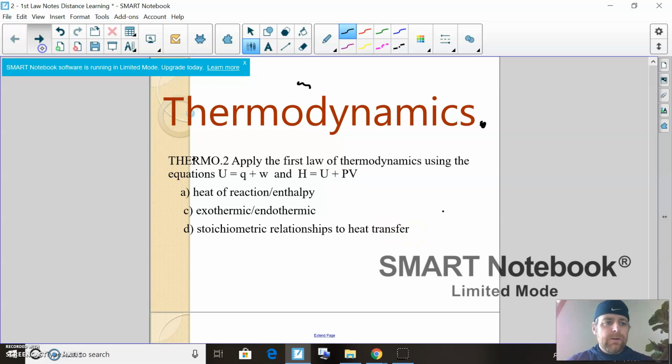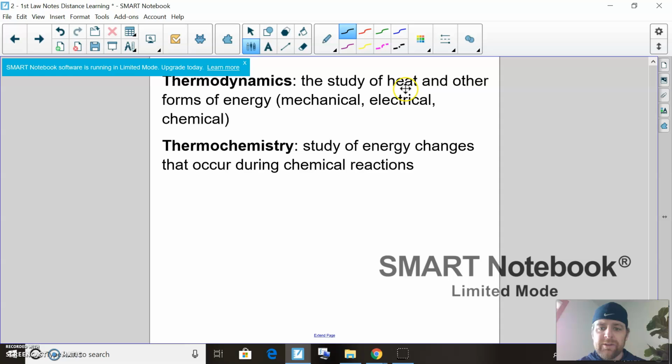Alrighty. So what is thermodynamics? It's the study of heat and other forms of energy. And by energy, you can have mechanical energy, electrical energy, or chemical energy. And chemical energy is really what we talk about: the study of energy and changes that occur during chemical reactions. So breaking bonds and doing stuff like that forms chemical energy.